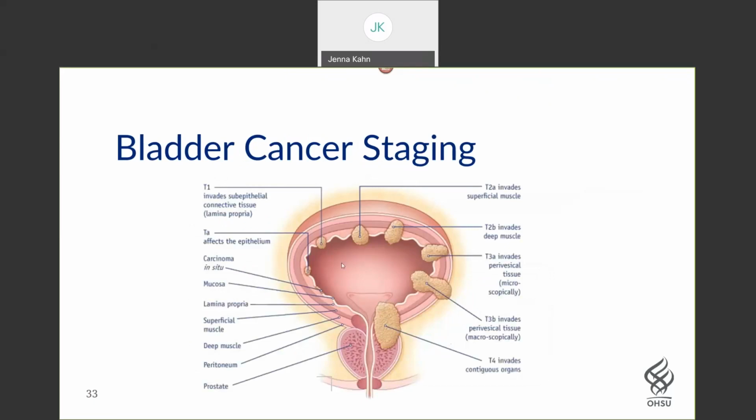And the growth as it goes through those different layers of the bladder tells us what stage the cancer is. So as you get more advanced, you go through more of the bladder. If you're invading the perivesicular tissue, then you would be a T3. If you invade into another organ, such as the prostate, then you are a T4.